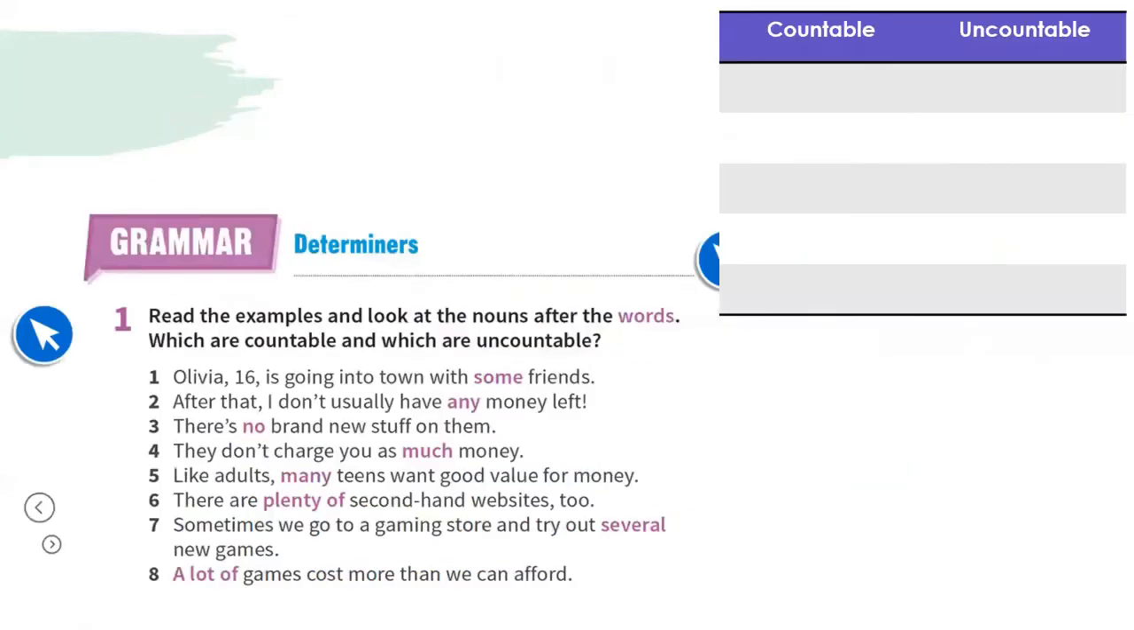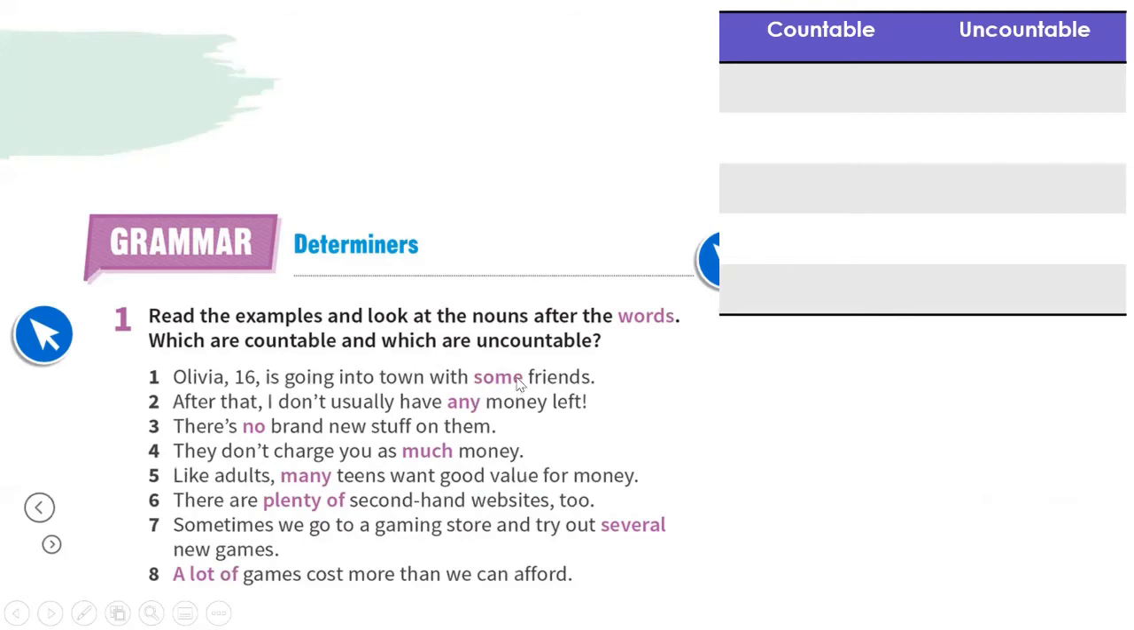So now we are going to read the examples and then we will look at the nouns after the highlighted words. So the words that are highlighted, these are our determiners: some, any, no, much, many, plenty of, several, and a lot of. Again, determiners help you to identify if the noun is countable or uncountable.